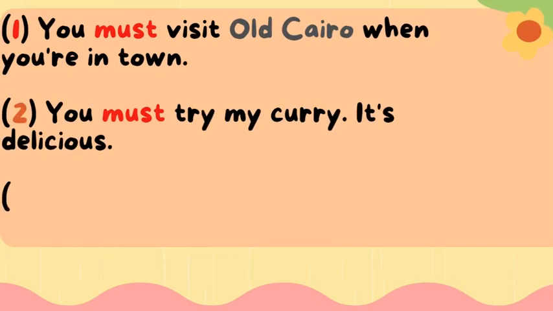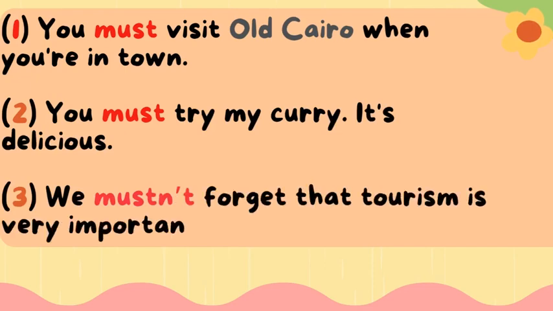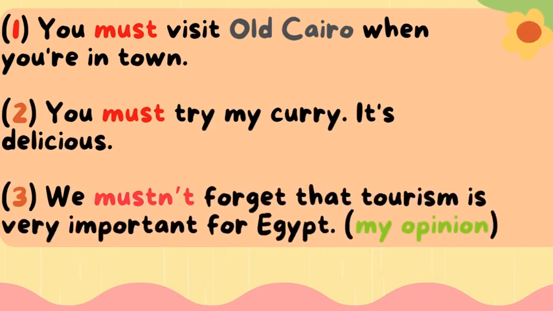1. You must visit Old Cairo when you're in town. 2. You must try my curry. It's delicious. 3. We mustn't forget that tourism is very important for Egypt. My opinion.